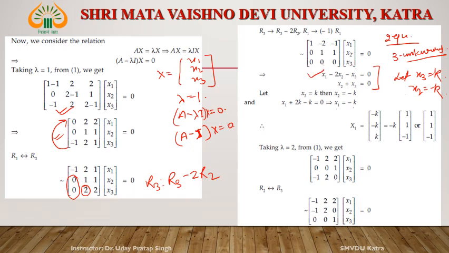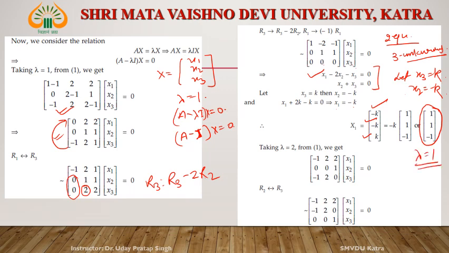What is the vector? x1, x2 and x3. Now take minus k common: 1, 1, minus 1. So this is the vector corresponding to lambda equal to 1.